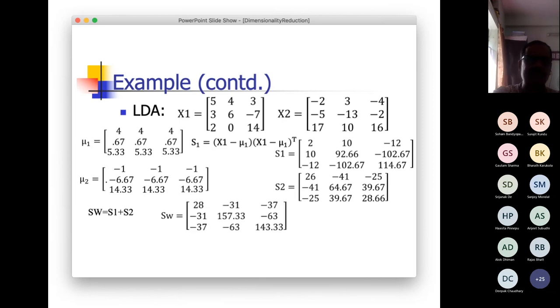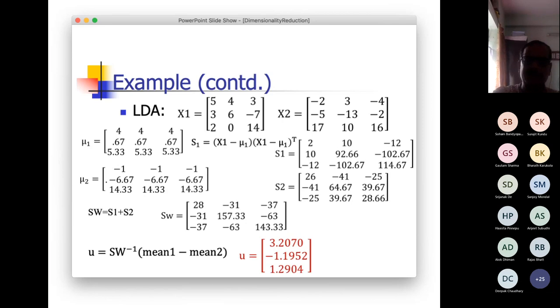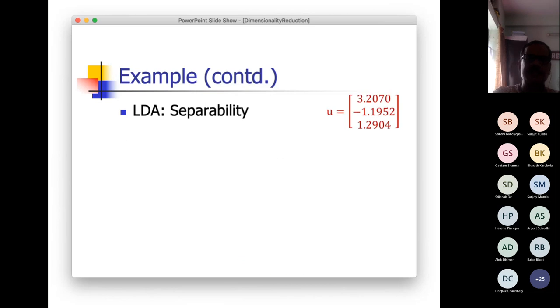So this is the within class scatter matrix. Somehow subscripts are missing, so W should be a subscript here as per my notation. You have to compute the inverse of the scatter matrix times mean 1 minus mean 2. Mean 1 is mu1 and mean 2 is mu2 here. Mu1 and mu2 are shown as a matrix, so they are one of the columns of these matrices. From there, you get these particular directions, and then you should take the normalized direction.